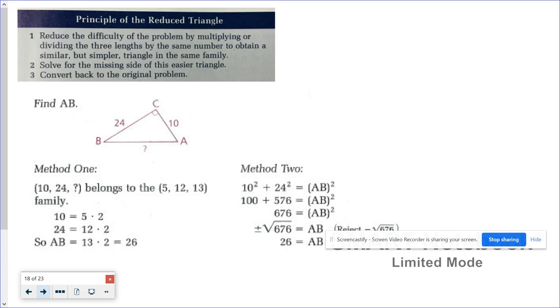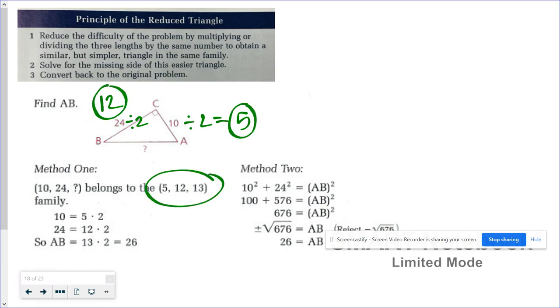Like 10 and 24, I can divide these both by 2 because they're both even. And when I do that, I realize 5, 12, well, 5, 12, 13 is a family. Okay, and 5 and 12 are the legs. So 13 would be the hypotenuse, and then double that, you get 26.